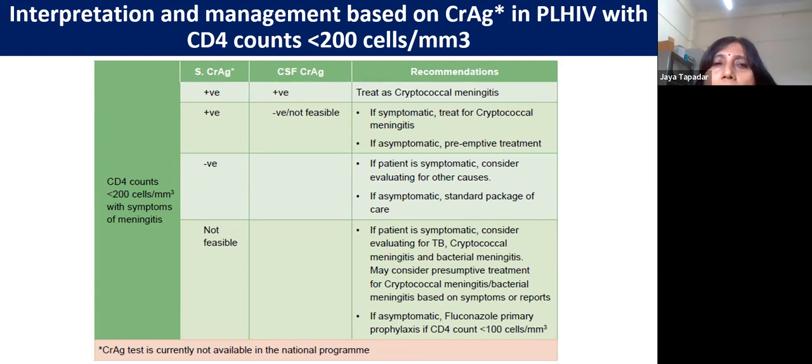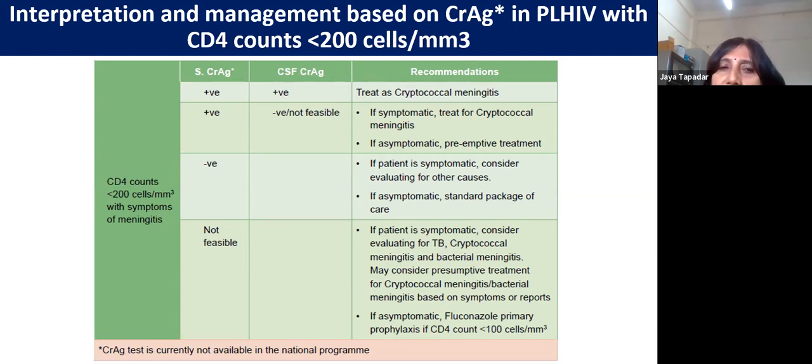Now, what happens to those who have serum CrAg negative? When we are talking about serum CrAg, we are all talking about patients with or without symptoms who have CD4 less than 200. You are supposed to screen everybody, whether they have symptoms of cryptococcal meningitis or not, that doesn't matter. If you have a CD4 less than 200, everybody should get a serum CrAg testing done.